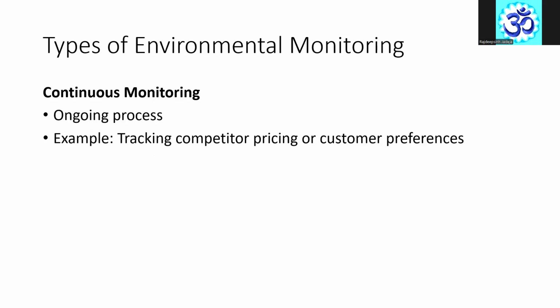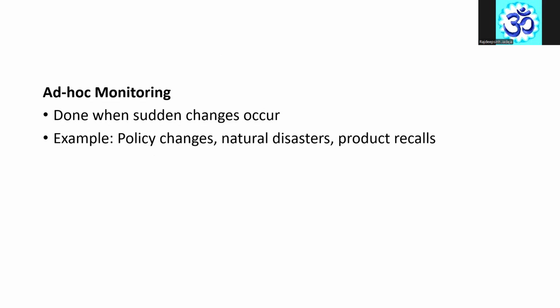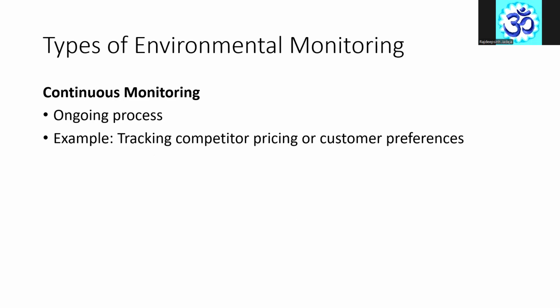Now, what are the types of environmental monitoring? So here are types of environmental monitoring. We will see one by one. First is continuous monitoring. So what is included in continuous monitoring? Continuous monitoring, as its name suggests, is an ongoing process. Here is the example: tracking competitor pricing or customer preferences. Competitor pricing changes with time, and customer preferences are also changing with time. So these are ongoing processes. Hence, this is called continuous monitoring.